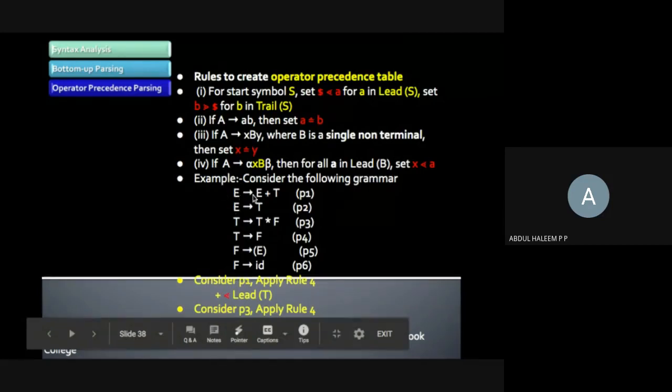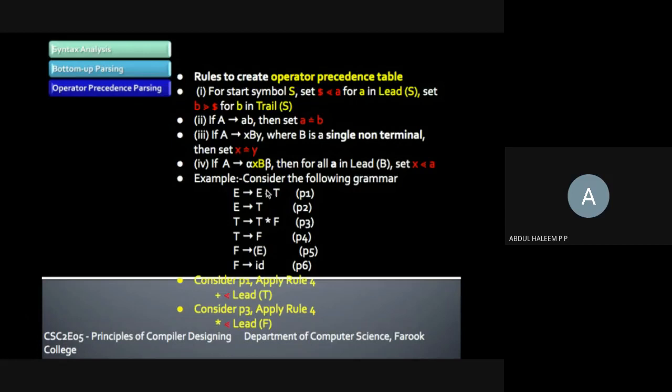See, E derives E plus T. Plus E is equal to X. T is equal to B. So we can see that T is a single non-terminal and this plus precedes T. X precedes B, so rule number 4 you can apply here. Take rule number P3. Here star is a terminal. This terminal precedes a single non-terminal called F. So you can safely apply rule number 4 here.